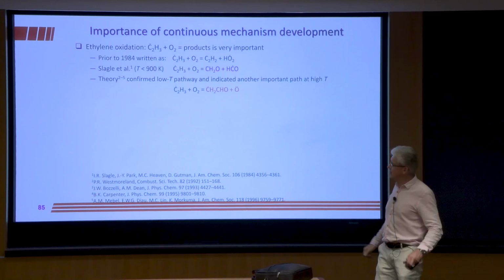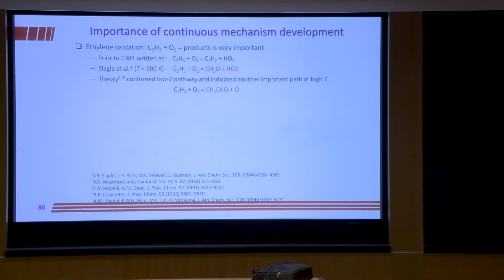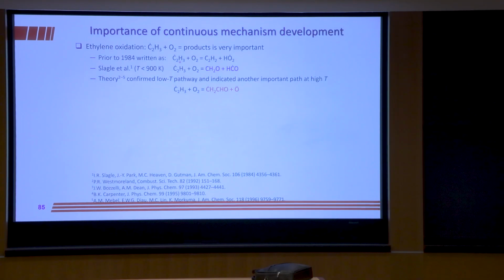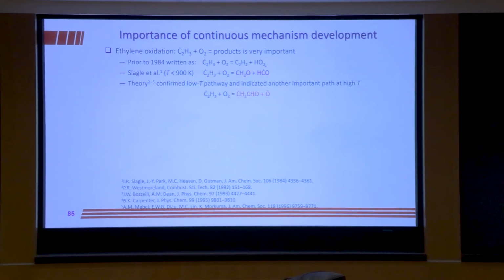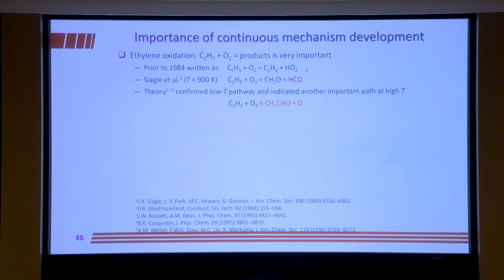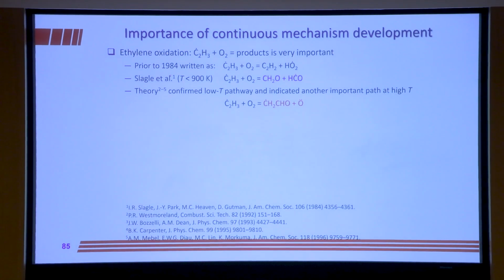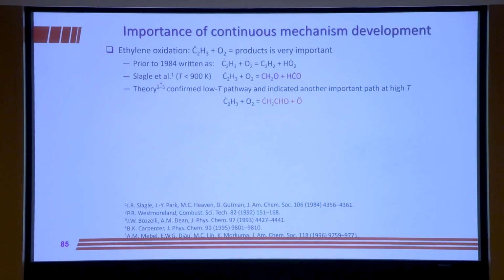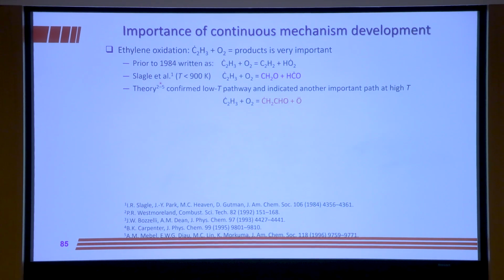And prior to 1984, I'd stand here, maybe, can I have pointer options, laser pointer. So prior to 1984, it was assumed that this reaction just occurred. Vinyl plus O2 gives acetylene plus HO2, okay? But then Irene Slagle, I don't know when that was, about 1990, I think, 1984, sorry, did some experiments working with David Gutman.